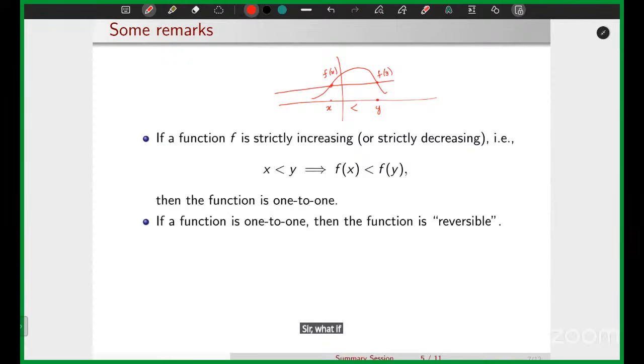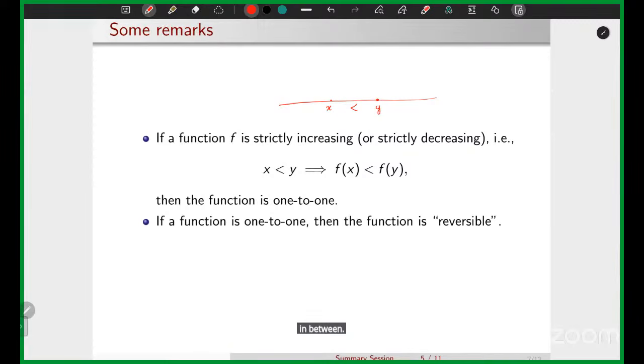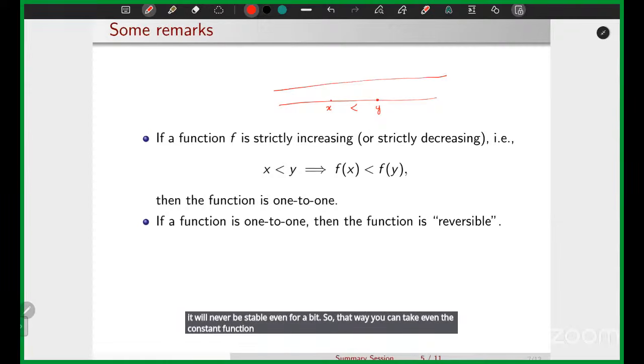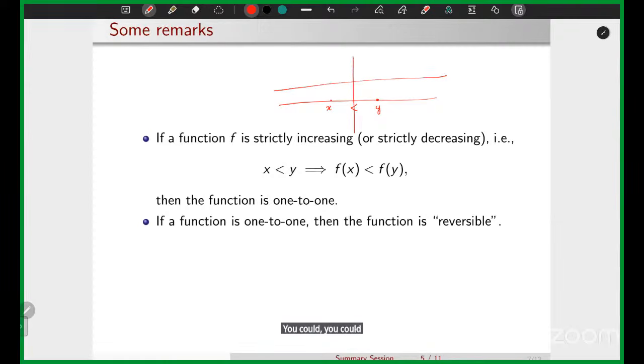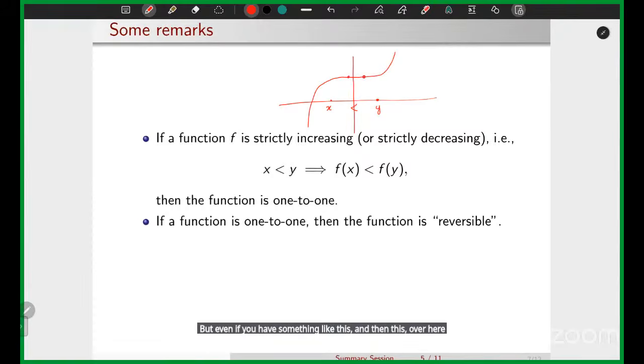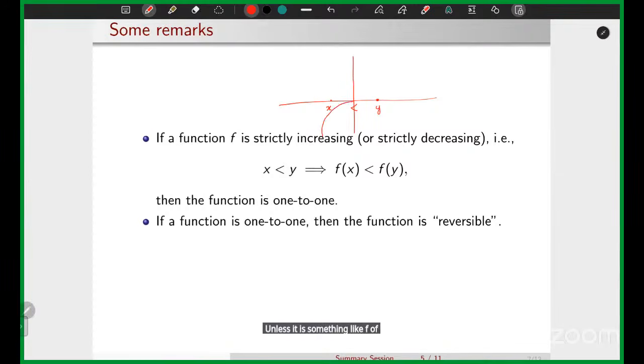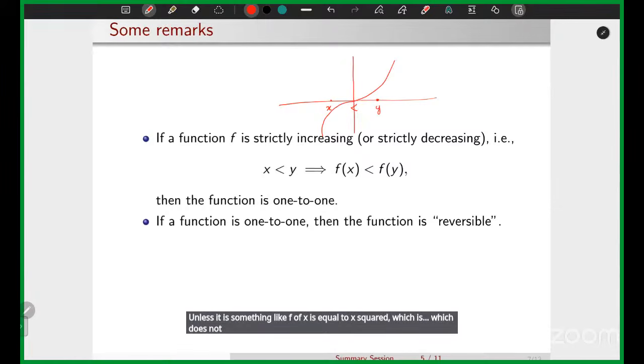Sir, what if the function is constant for some time in between? Here you want it to be strictly increasing, right? Strictly increasing meaning it will never be stable even for a bit. You could take an identically constant function, that will trivially fail the horizontal line test. Even if you have something like this and then this, over here also you have distinct values of x mapping to the same value of y, right? If it stays constant for some time, unless it is something like f of x is equal to x square, which does not really stay there.